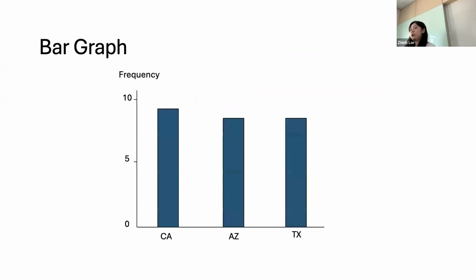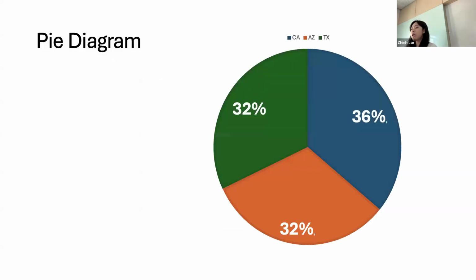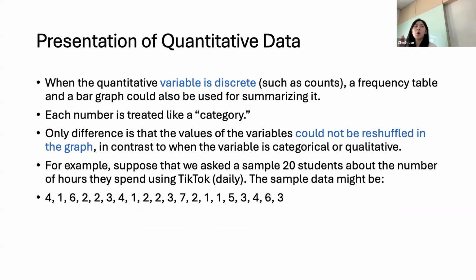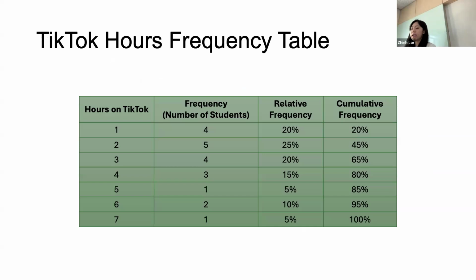You don't do that. But when you do the bar graph for the categorical variable or the categorical data, you can switch. You can shuffle it. You can put Arizona first, it doesn't matter. Or you can go with Texas first, it doesn't matter. So you can just shuffle it. But when you do it with quantitative data, it has to be going up 1, 2, 3, 4, 5, 6, 7, 8, or here until 7, right? So the values here for the quantitative could not be reshuffled in the graph. So you will do like this: 1, 2, 3, 4, 5, 6, 7. Keep going. I have the sequence. And the rest are the same as the categorical data.